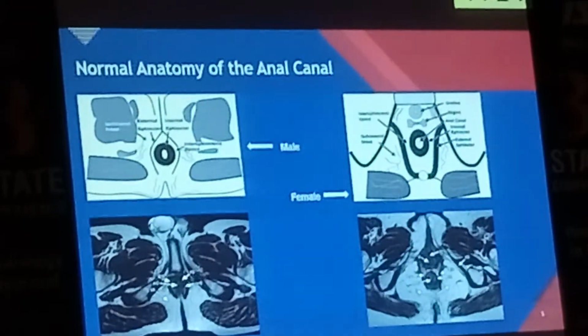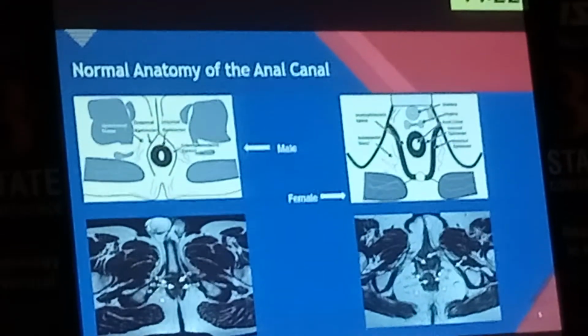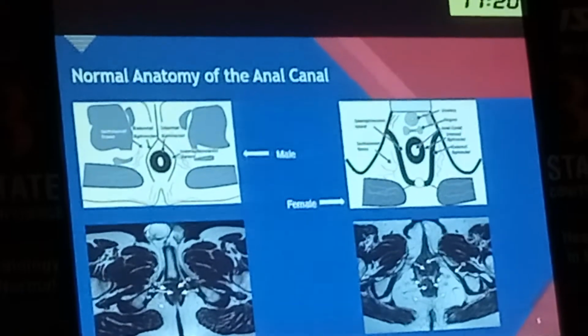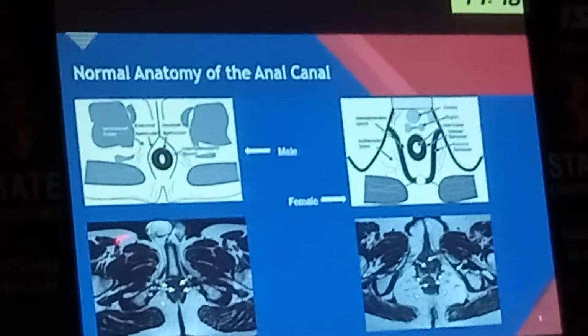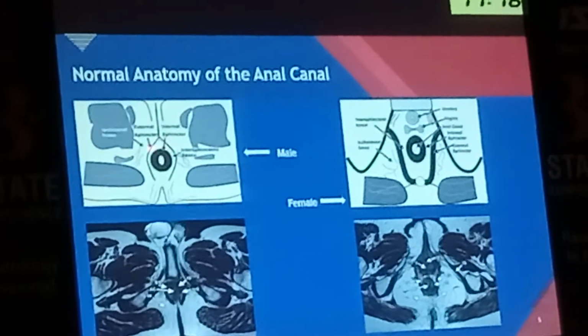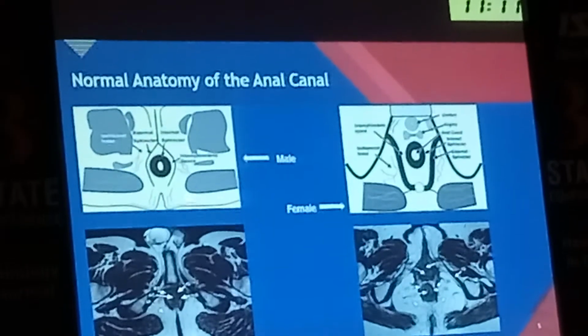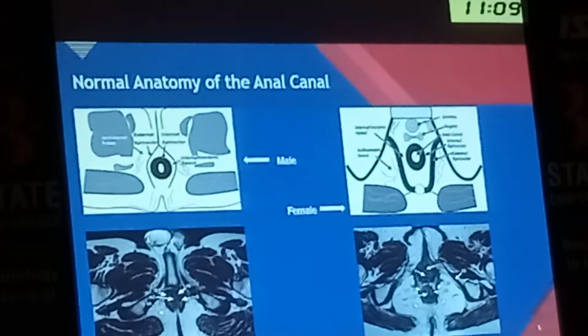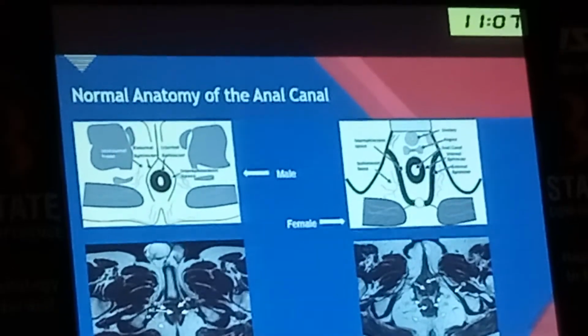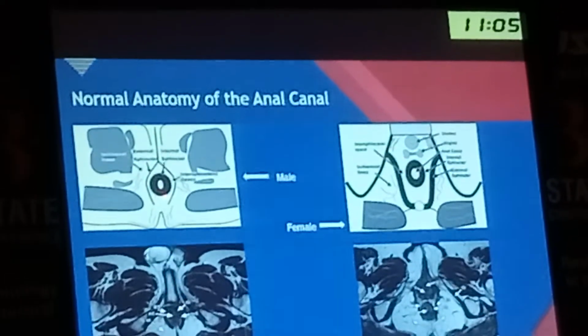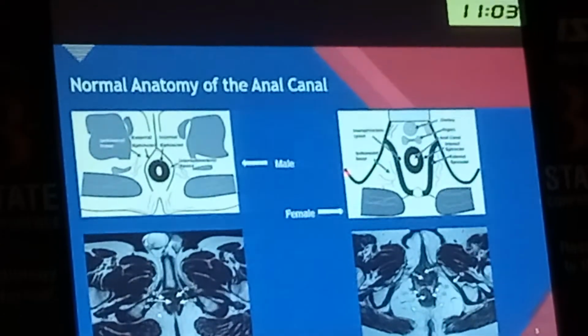Here is the diagrammatic anatomy and its relation to the MRI images. This is the internal sphincter, this is the external sphincter, anal canal, gluteus muscle, ischioanal fossa. Here it is also marked in the MRI images. This is the male anal canal and this is the female.